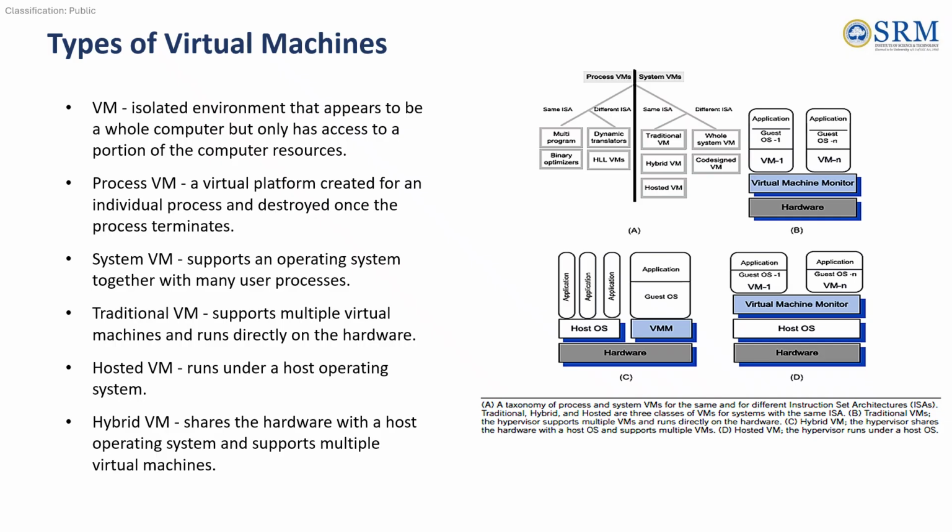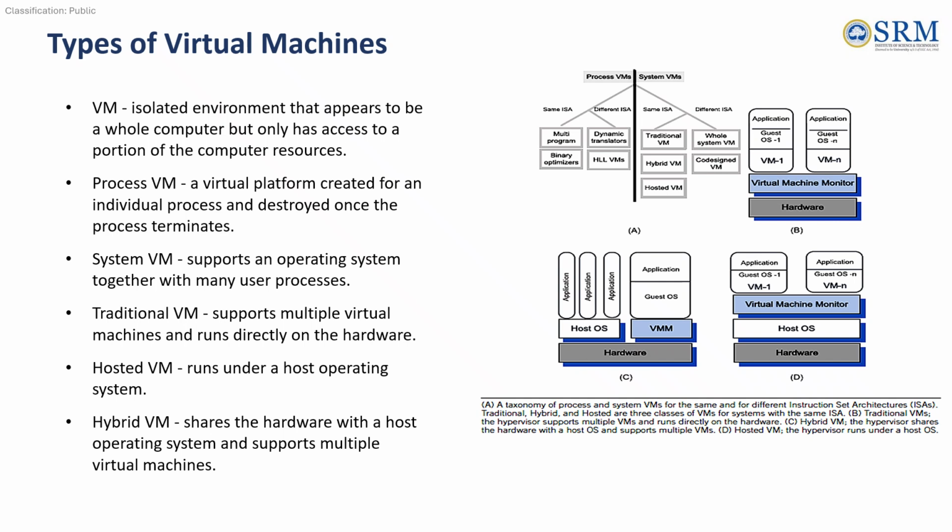Traditional virtual machines run directly on hardware and support multiple virtual machines efficiently. Hosted virtual machines run on top of an existing host operating system. Hybrid virtual machines combine features of both approaches by sharing hardware resources with the host operating system while also supporting virtualization. You can compare these virtual machine types to different types of accommodation.